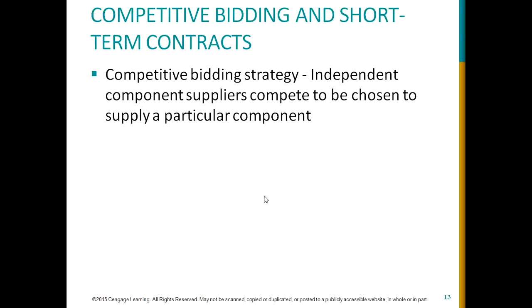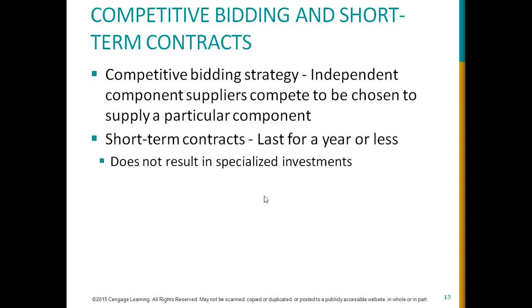Competitive bidding and short-term contracts. As you are all aware, a particular competitive bidding strategy is used where dependent components or suppliers compete to supply a particular component, and then short-term contracts are another area, which last for a year or less than a year.